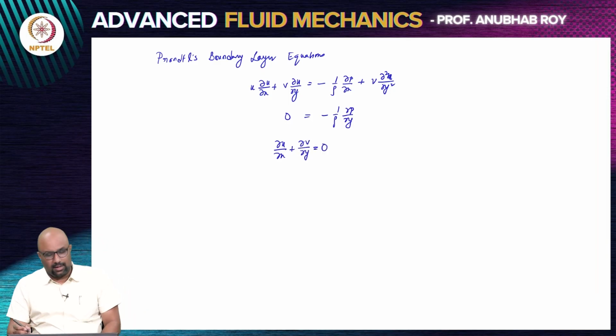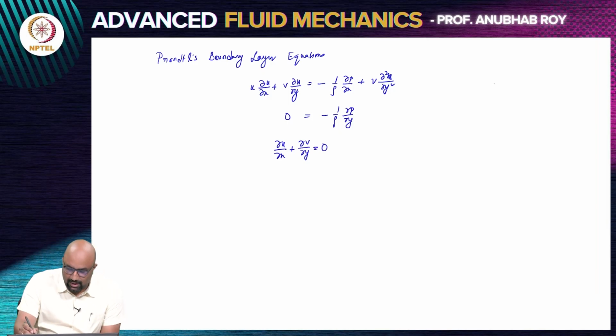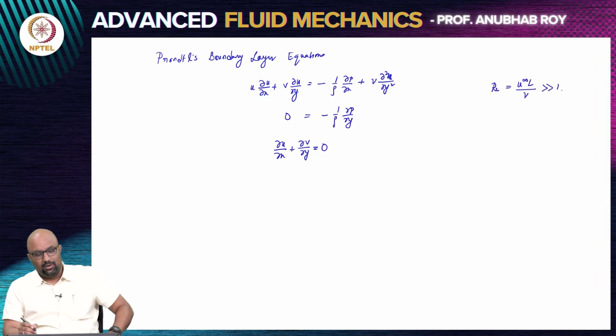if there is an incident flow, then when we are looking at large Reynolds number defined based on, let's say, an incident velocity u infinity, a characteristic length L, and the kinematic viscosity nu, if we have a very large Reynolds number, then Prandtl's boundary layer equation gives us that in the vicinity of a surface.